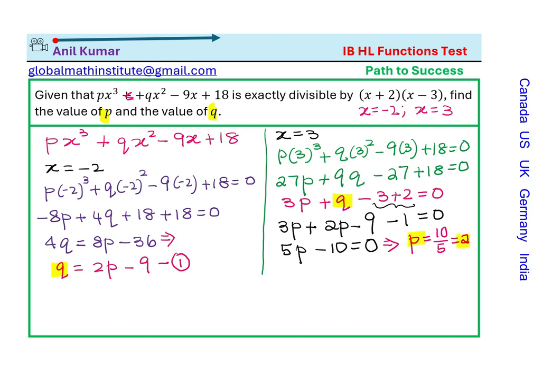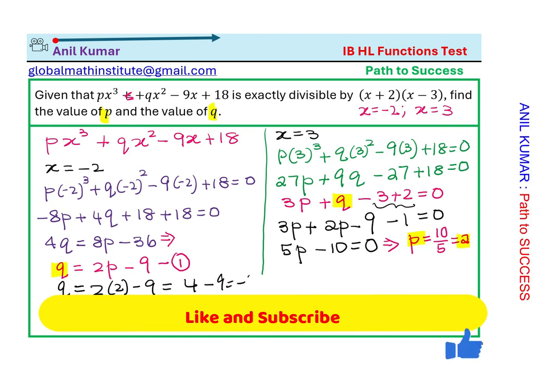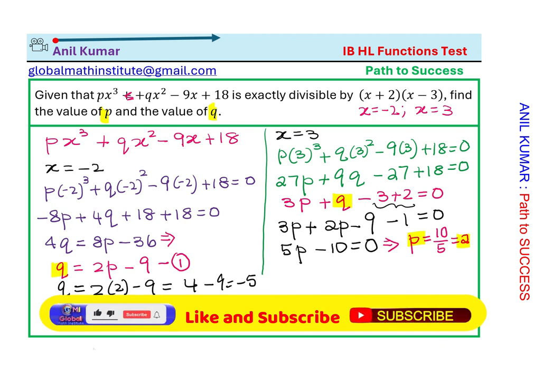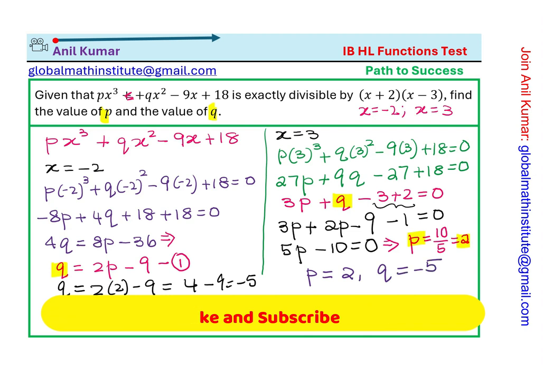Great. And for the other one, we can now go to our equation number 1 and substitute the value right there, right? So q is equal to 2 times 2, the value of p which we just found, which is 4 minus 9, or minus 5. Perfect. So we get our solution, which is p equals 2 and q equals minus 5. Makes sense, right? So that is how we are going to solve this particular question. I hope the steps are absolutely clear.